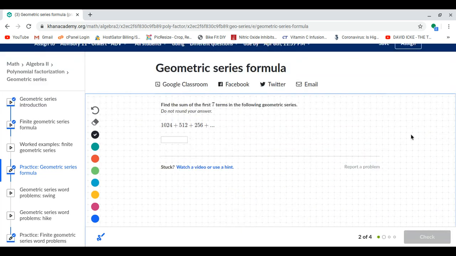And if I'm moving a little faster, you can always go back and pause the video and try and solve it yourself. In fact, that's a good idea. Try and solve it yourself before you watch me do the entire thing. Okay, this one says find the sum of the first 7 terms of the geometric series. So we know that n is going to be 7. The first term we know is 1024.